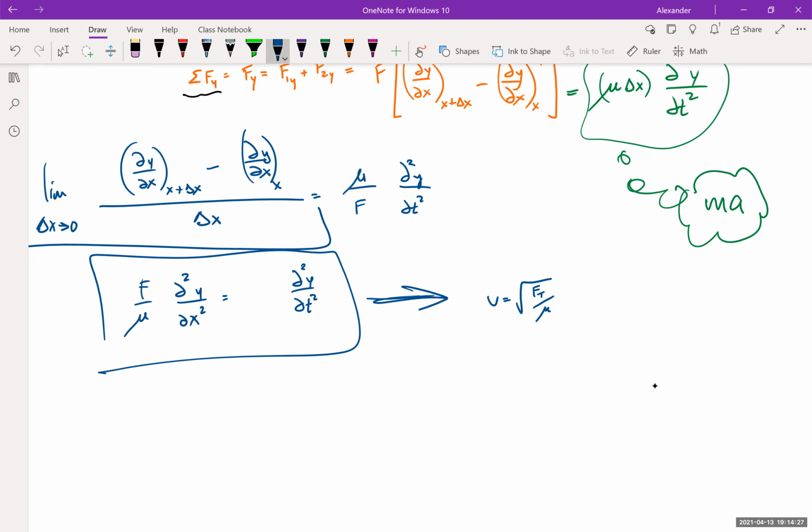the tension in the string divided by the mass per length density, which is exactly the two things that we said we have observed different response from.